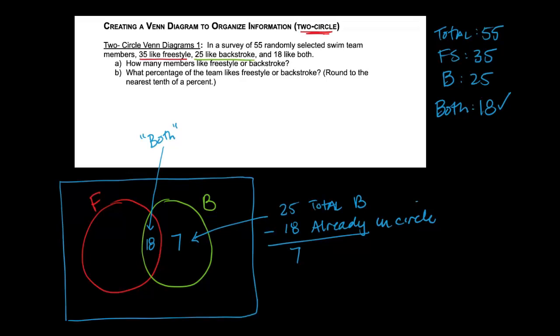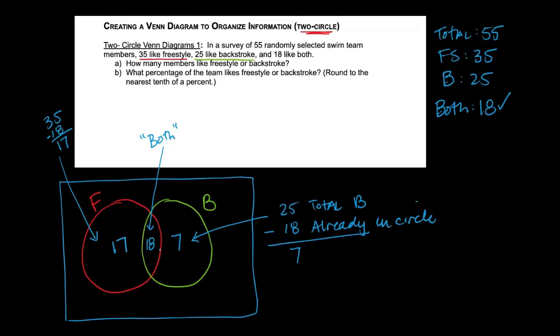I'm going to do the same thing for the freestyle circle. 35 should be in that circle, and 18 is already in it. So we take off 18, and if we subtract, we get 17, so 17 should go here. So 17 swim team members only like freestyle and not backstroke, 18 like both, 7 like backstroke but not freestyle. And if you add these numbers, they don't add to 55.